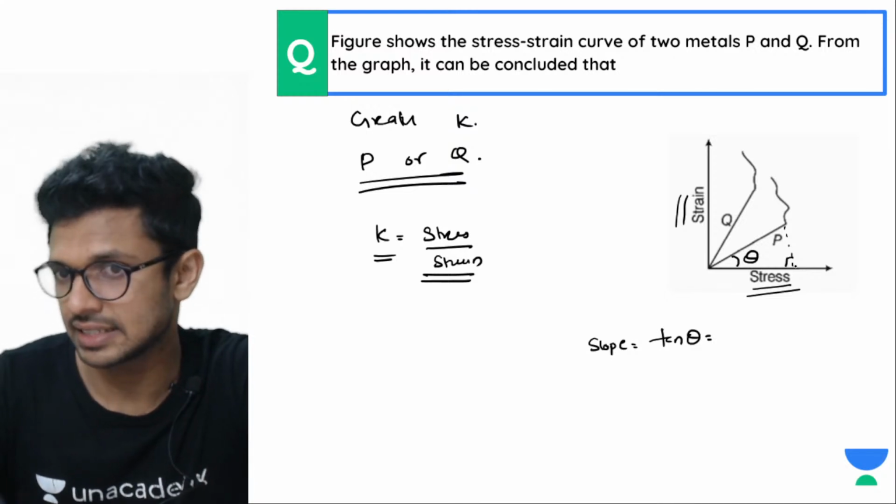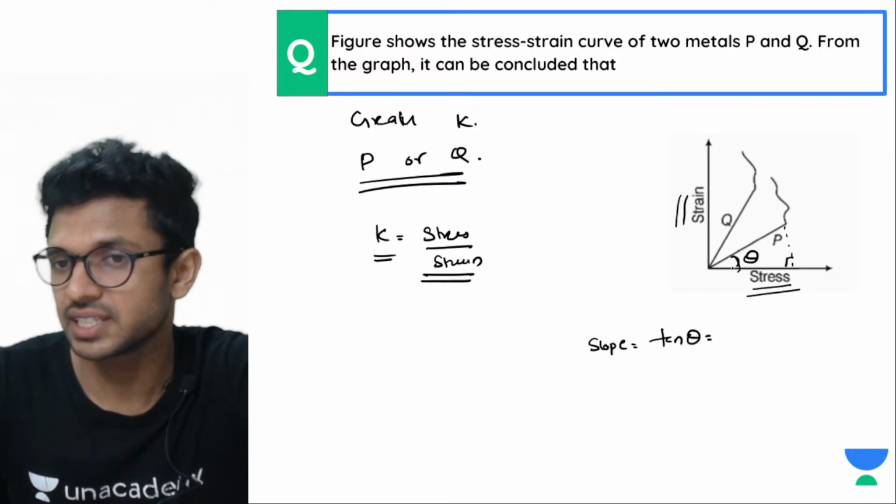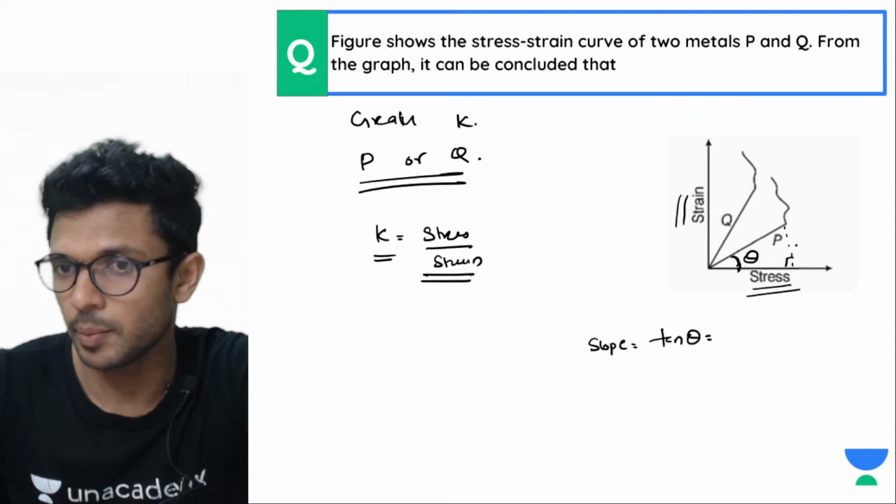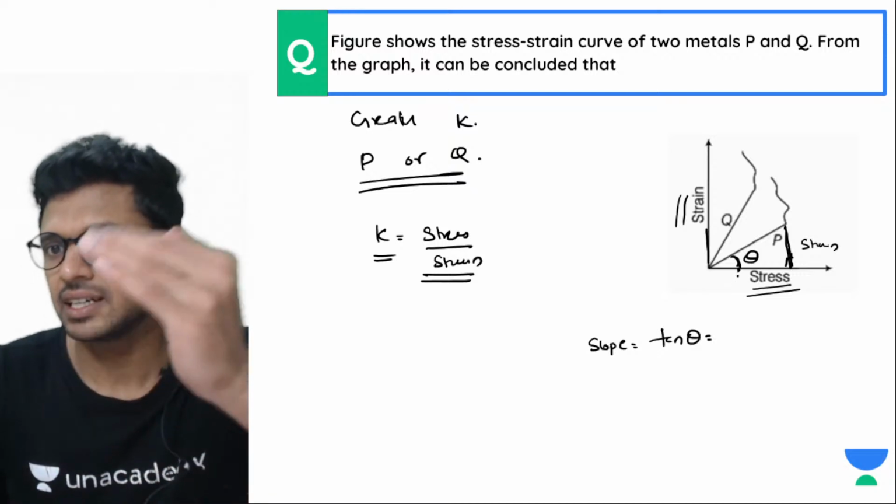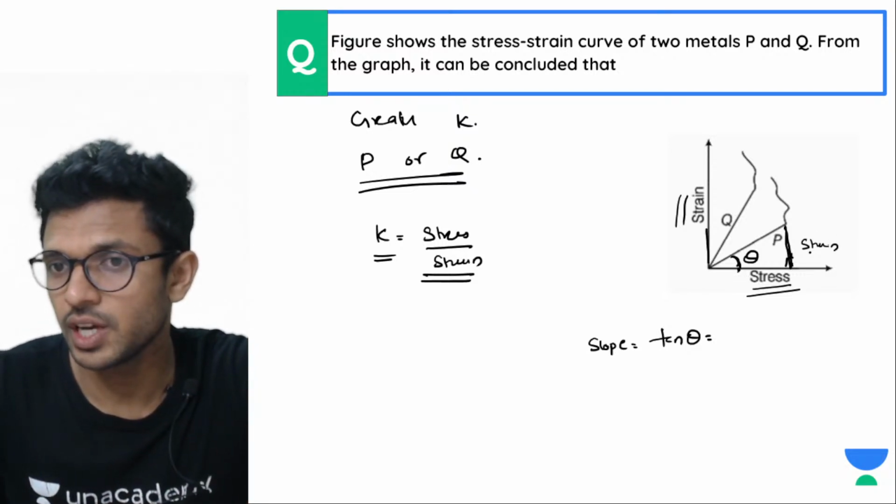Converting this into a right angle triangle and taking tan theta, what is tan theta going to be? Tan theta is opposite over adjacent, right? What do we have on the opposite side? This length will correspond to that value along the y-axis. What do we have on the y-axis?